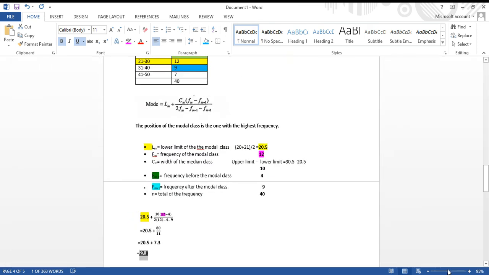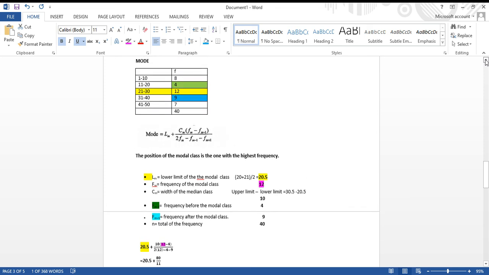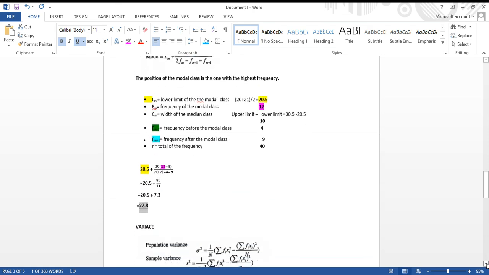So unlike with the median, where you have to use the cumulative frequency to locate the median class, here you just see which class has the highest frequency. That will be your modal class. There'll be no need for any cumulative frequency. The only things we need are the frequency before our modal class, the frequency after our modal class, and the frequency of our modal class. So thank you guys. We'll see you in the next video.